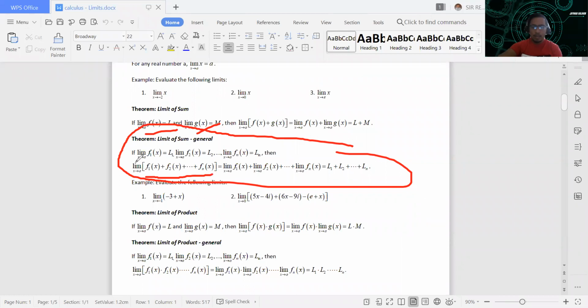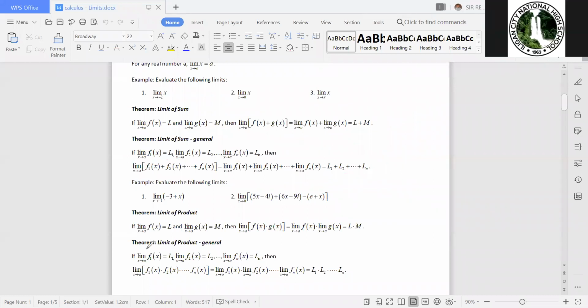For example, you have f sub 1 of x, f sub 2 of x, until f sub n of x. If you get the sum of all of those, you just add the limits of the first function, the second function, until the last function that you have. The same idea, but extended to more than 2 functions. Got it? Do you understand, class? Yes, sir.